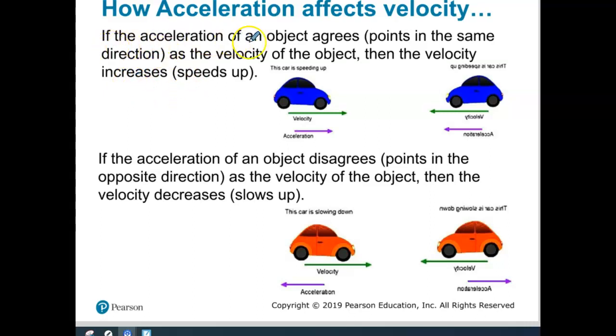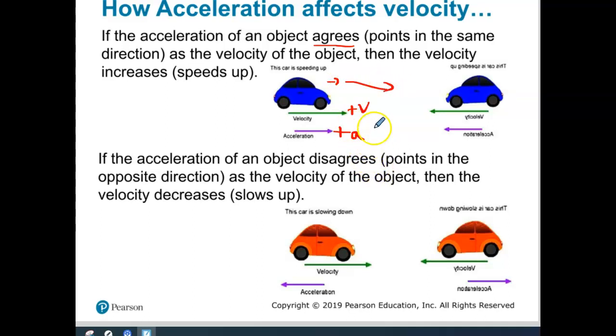So it says if the acceleration of an object agrees, and I use the word agree, or points in the same direction as the velocity vector, then the velocity would increase. So if you look at this picture, if we're measuring this blue car here, this blue car has a velocity, and I'm going to call that a positive velocity because it looks like it's going to the right. If we have an acceleration that is also positive, then they agree, they're both positive, so the car speeds up, and the velocity vector would get larger. So that is a really common case.